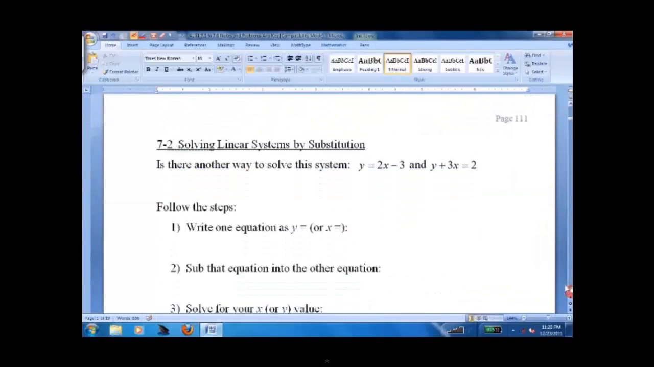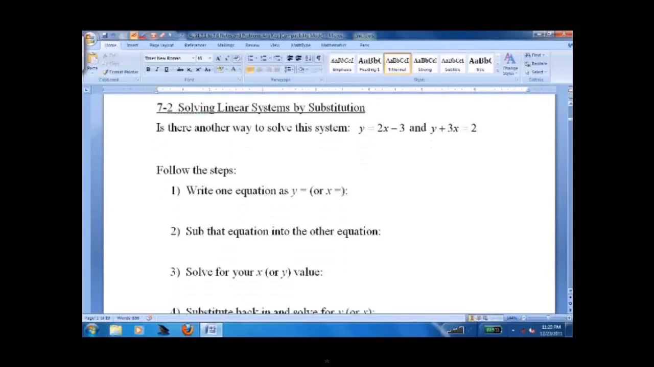Now that was graphically. Graph's nice. You can do it fairly quickly, but it's not a perfect point. It's impossible to get a precise answer. So here's the second way we're going to try. It's called substitution. And we've set it up for you here with these two equations. And this is the equation we want to look at, because we have to write one equation as y equals or x equals. So that's our y equals 2x minus 3 equation.